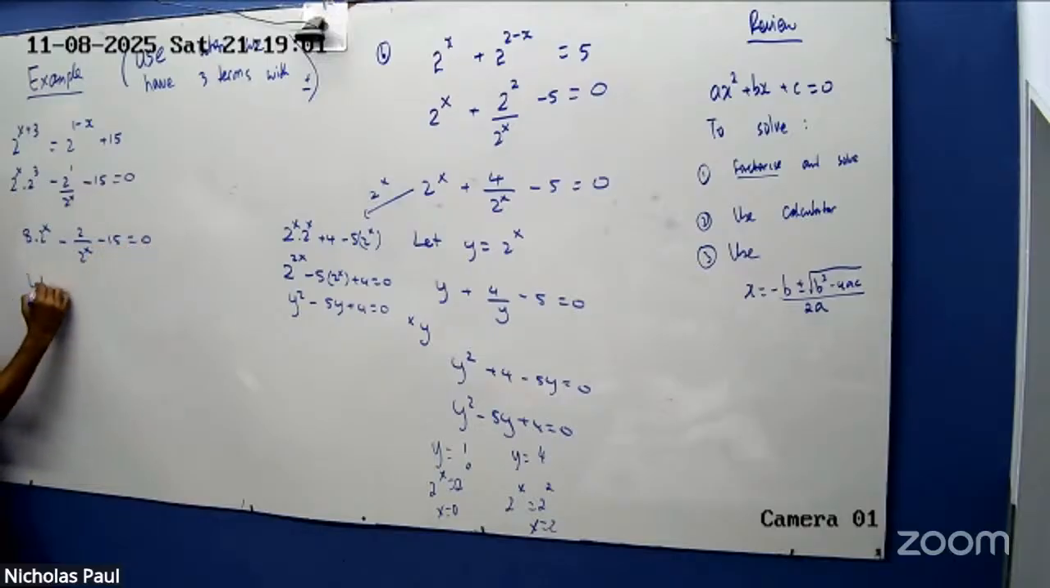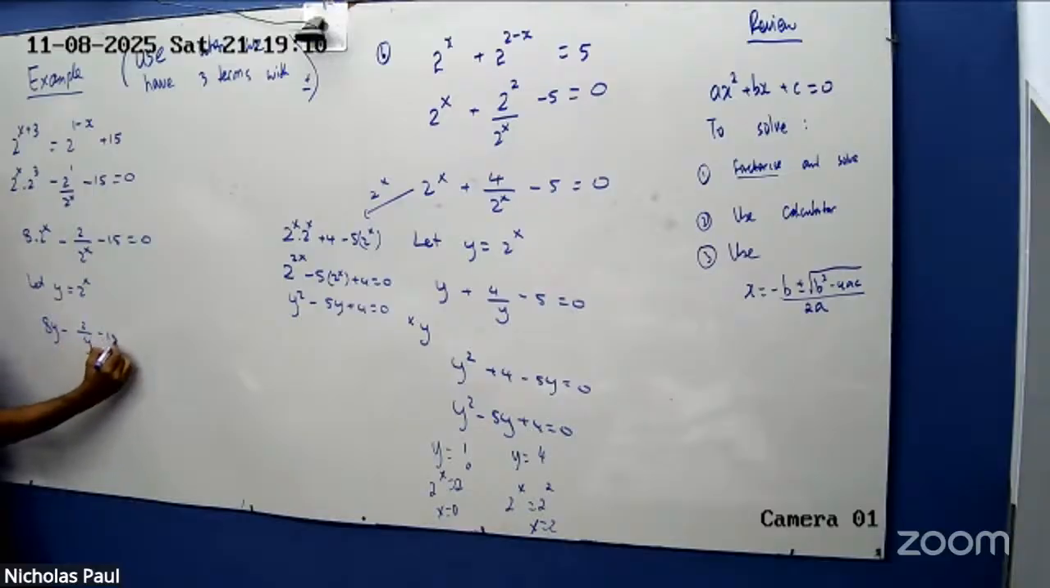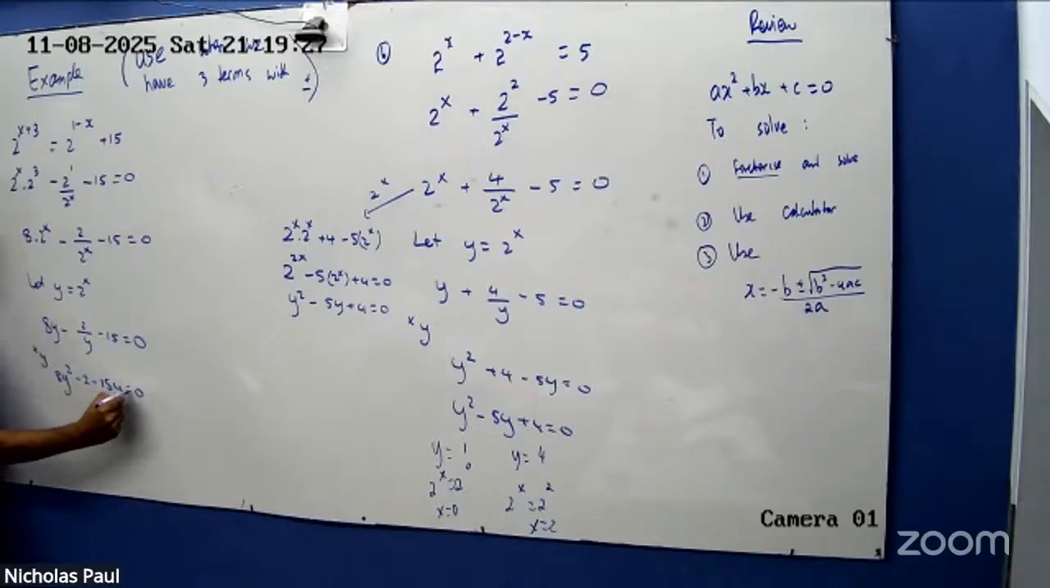I like to make my substitution early. So let y equal 2 to the x. You'll get 8y minus 2 on y minus 15 is 0. What do you do now? Get rid of it. Multiply everything by y, and you'll get 8y squared minus 2 minus 15y is 0. We bring everything together, and then solve it for y. What is it?